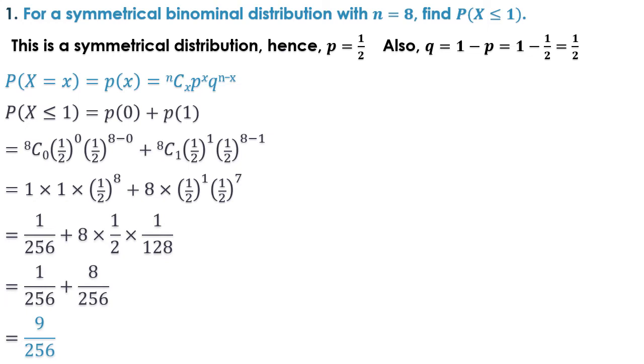So for a symmetrical binomial distribution with n equal to 8, the probability of x less than or equal to 1 is 9 upon 256. So that's your answer. Write it down and let's move forward.